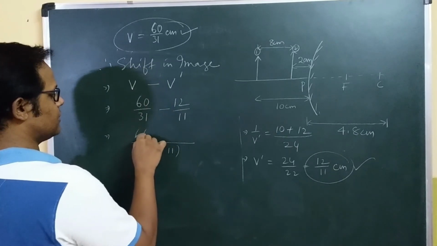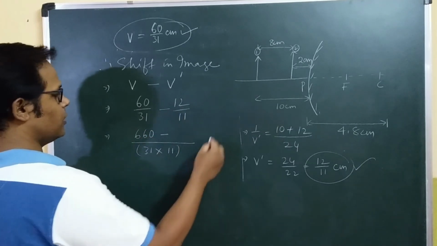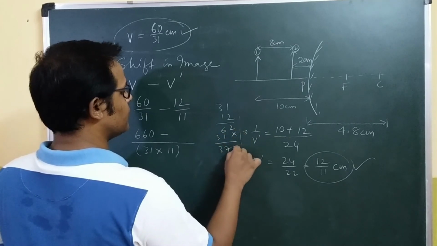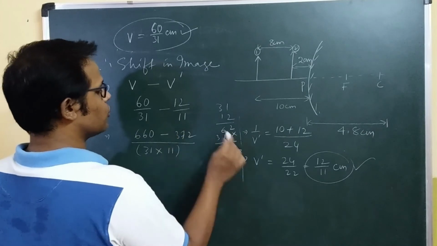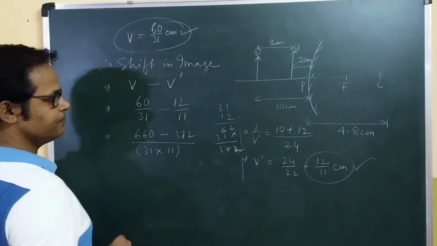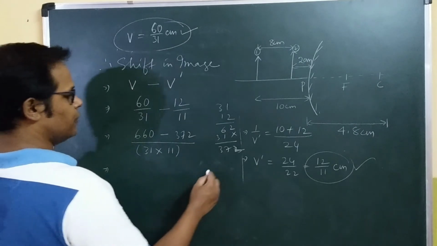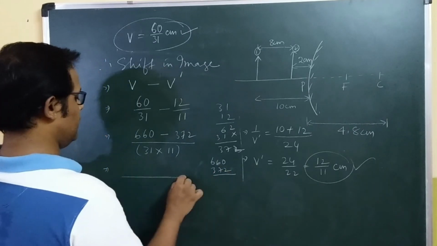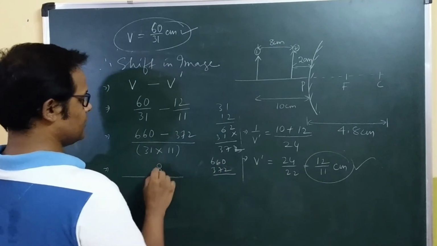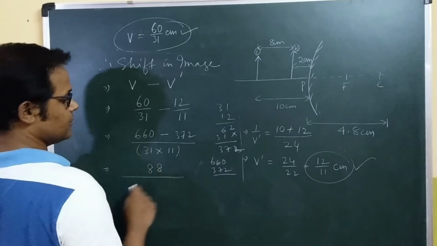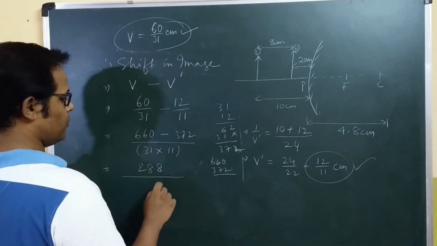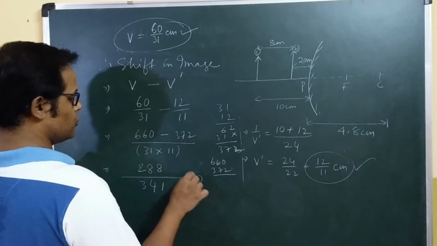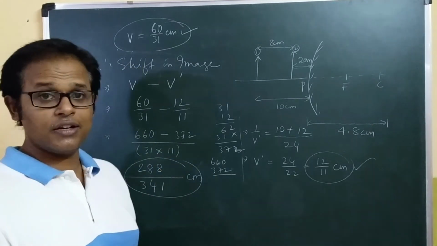11 into 60, 660 minus 31 into 12, quickly you can check it out, 372, if I'm not wrong there, yeah, absolutely. So we are left with 660 minus 372, that's going to be 288. And 11 into 31, 341. So the shift in the image is going to be 288 by 341 centimeters.